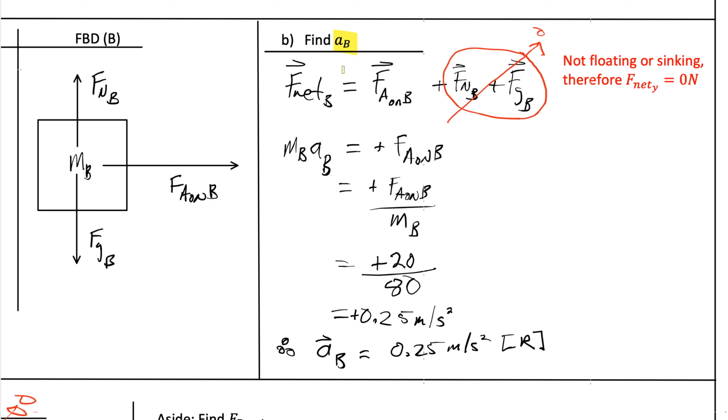Part B, we're looking for the acceleration of student B. So since we're looking for the acceleration of student B, we're referring to free body diagram B only. Now, when you look at the net force equation, F net B is equal to FA on B plus the normal force acting on B plus the weight acting on B.